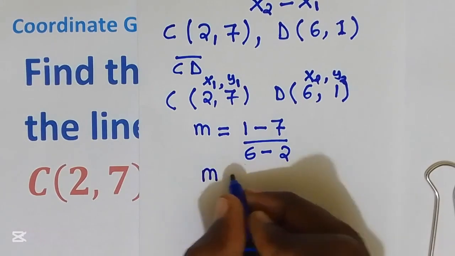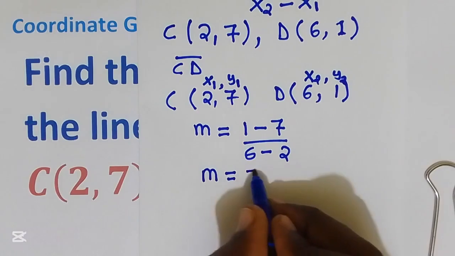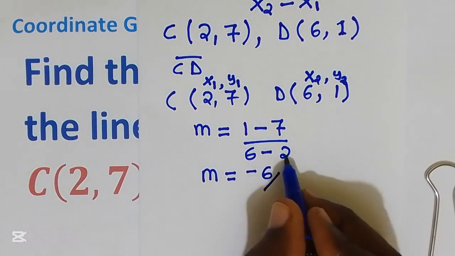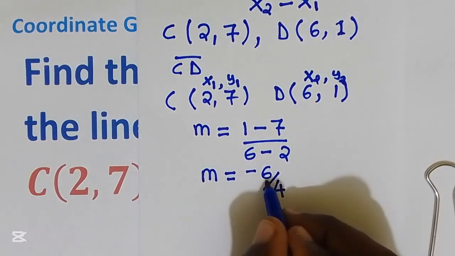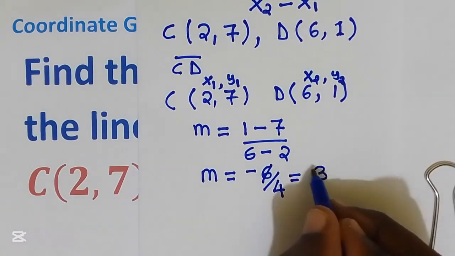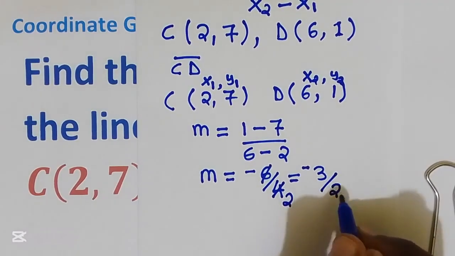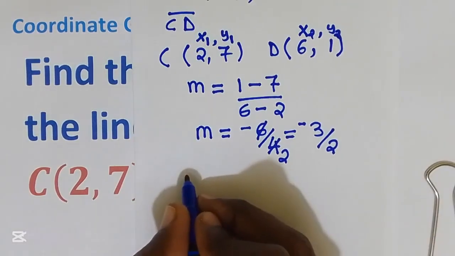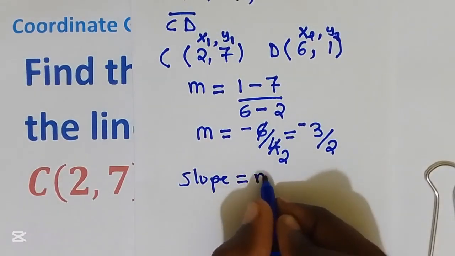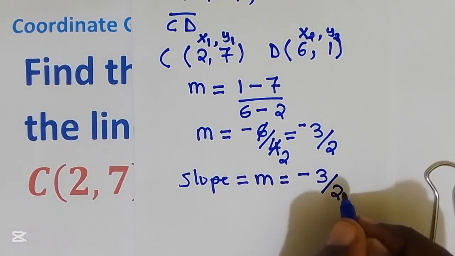Our slope m is equal to 1 minus 7, we get minus 6, over 6 minus 2, we get 4. We can simplify this by 2: we got 3, but it's negative, and by 2, we got 2 over 2. So we get our slope, that is m is equal to minus 3 over 2.